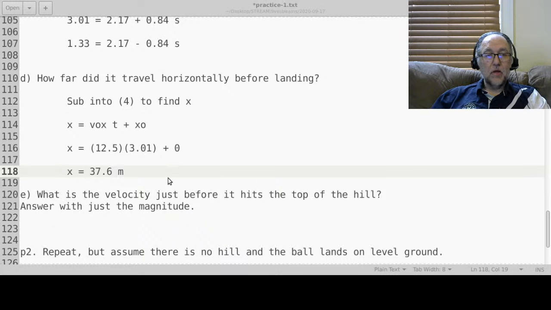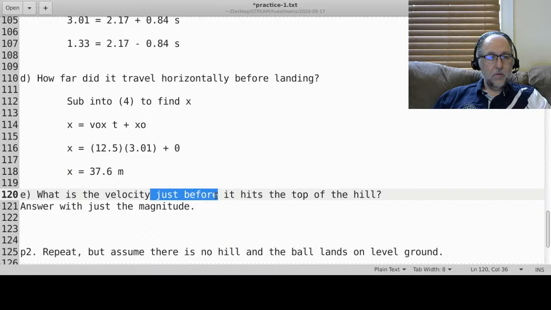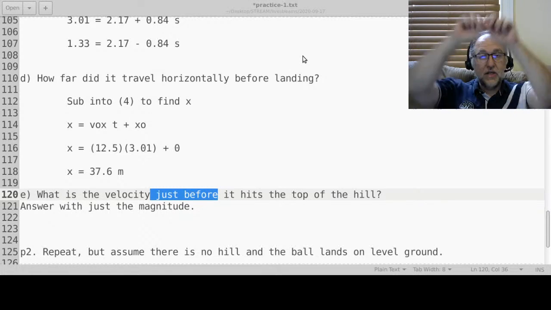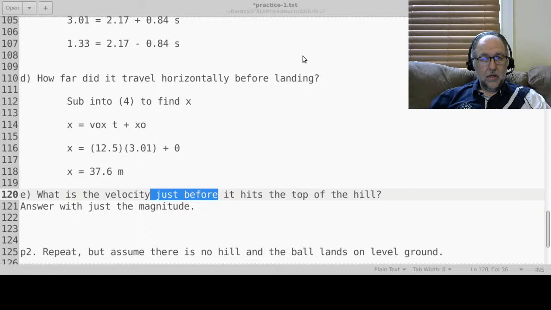And finally, question E is: what is the velocity just before it hits the top of the hill? Answer with just the magnitude. I've explained this idea of just before, and here I actually wrote it in explicitly to really emphasize it in your minds what's going on here. Those four equations that I highlighted know nothing about the ground or the top of hills or anything like that. All they know is an infinite parabola.